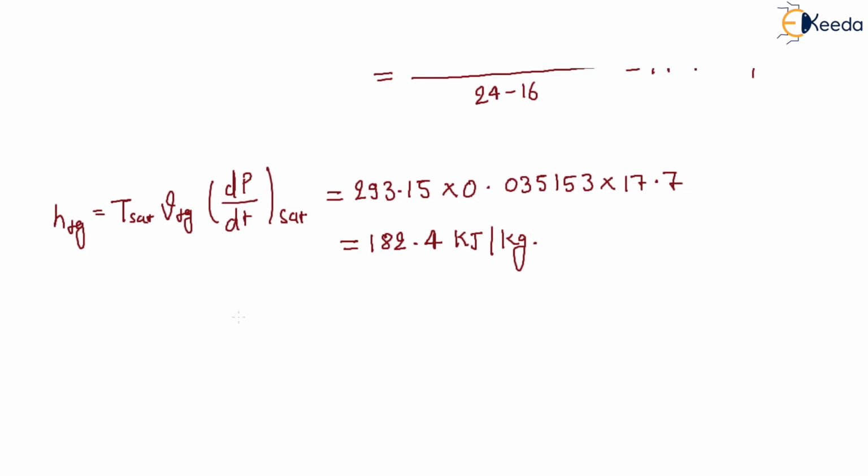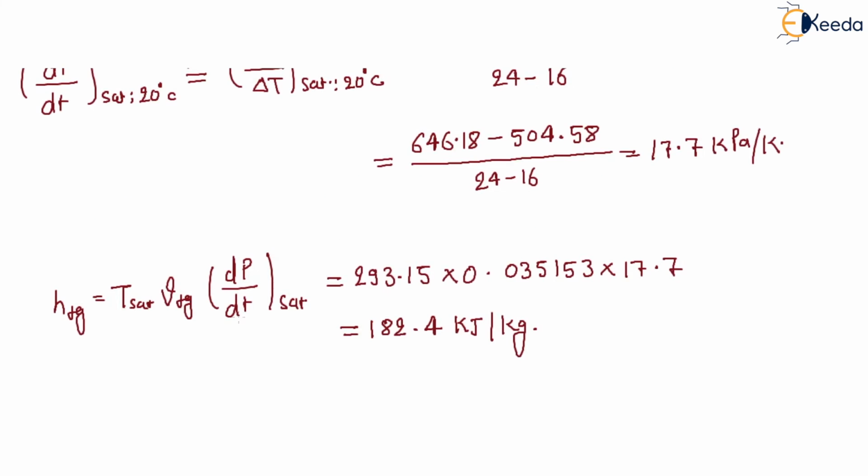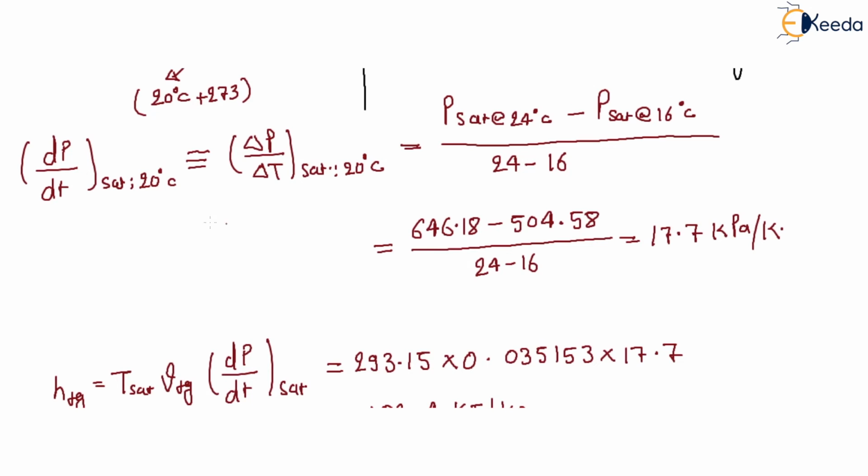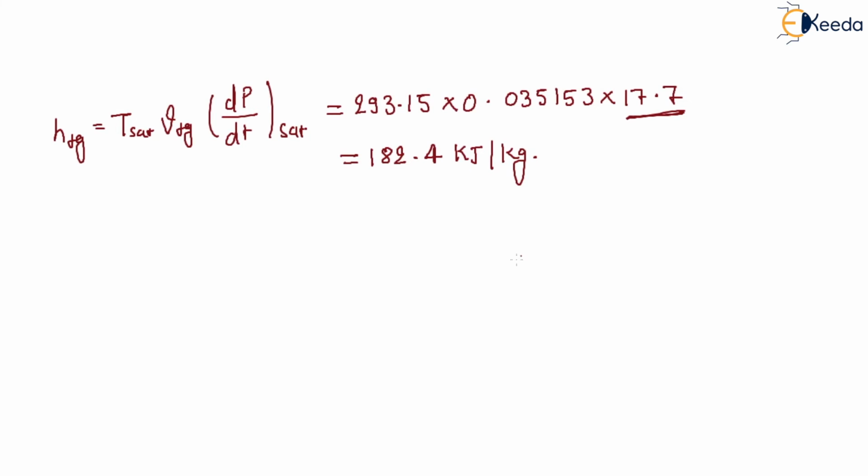The small difference between these two values is due to the approximation used in determining the slope of the saturation curve at 20 degrees. In the interpolation, 20 degrees lies between 16 degrees and 24 degrees, which we take, and due to this factor there is a little bit of difference. So from this equation we can also calculate HFG without the help of the table.